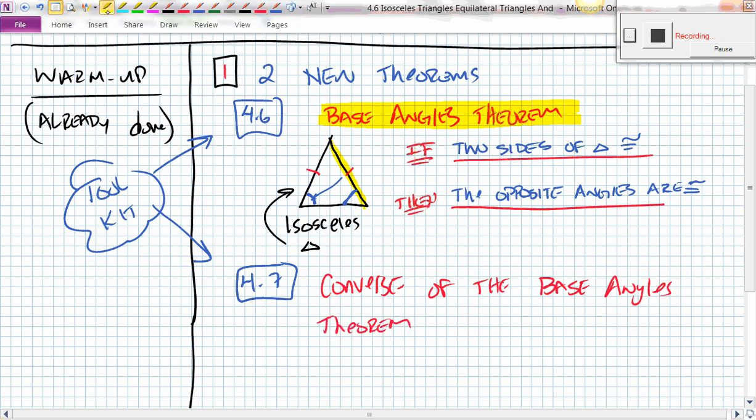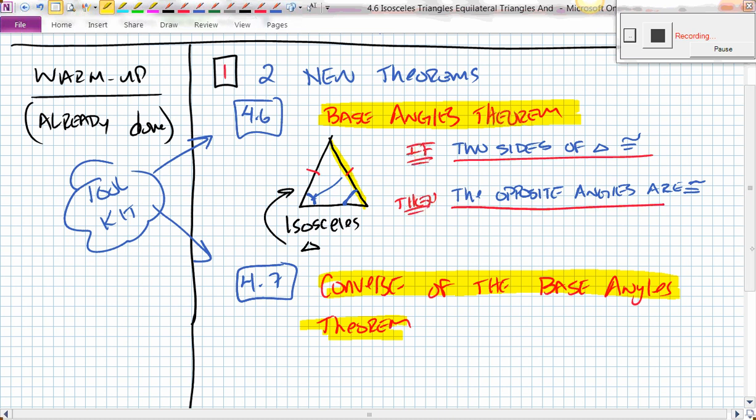Okay, what is a converse? Who remembers what a converse actually is? When you have an if-then statement, how do you find the converse? If P, then Q, how do you find the converse? If Q, then P. So what do you do with the hypothesis and the conclusion? You just switch them, right?